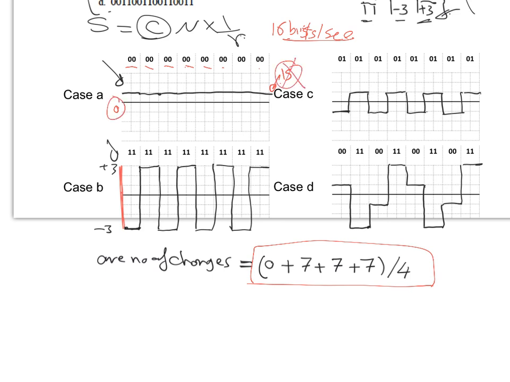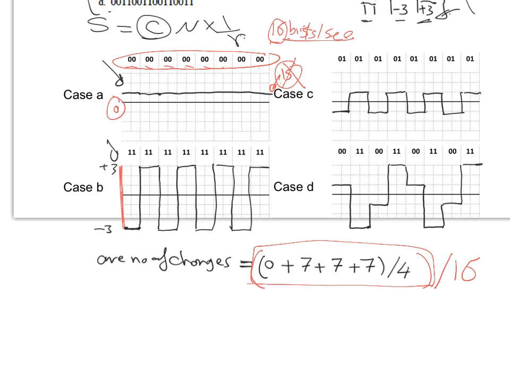Okay? However, I did not tell you that this is 1 second. I don't know. Okay? So this could take as many time duration as we want it to be. Okay, so in order to get it for any number of bits per second, we have to divide this by the number of bits in this bit duration. How many number of bits in this bit duration? We have 16. So we have to divide that by 16. Okay. So that's the average number of changes per bit.